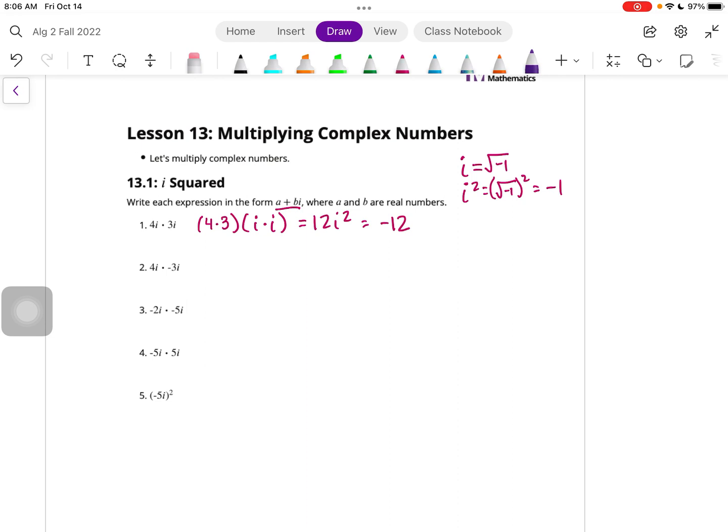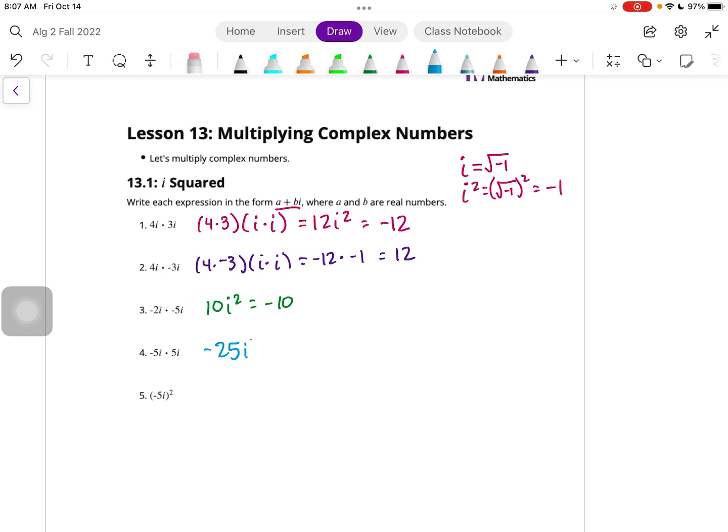All right, the next one would be 4 times -3 times i, and you can just write i squared if you want to. So then we have -12 times i squared, which is -1, so that's a positive 12. Then for the next one, we have -2 times -5, that's positive 10, times i squared, so that's going to give us -10.